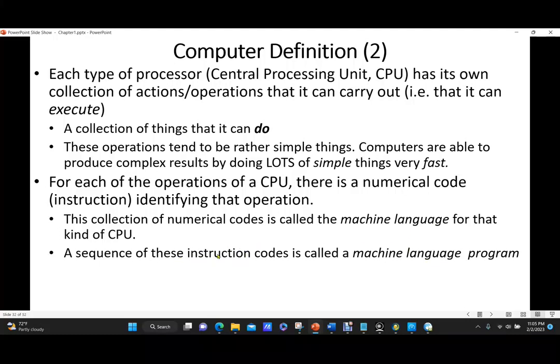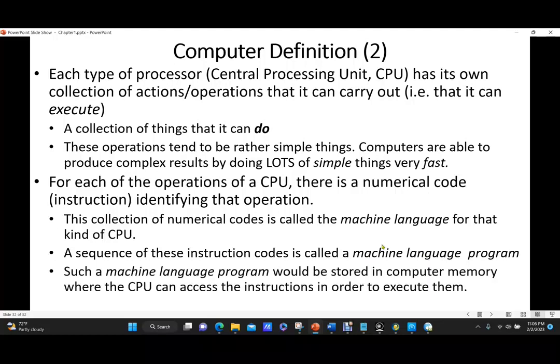Now, a sequence of these codes to get the processor to produce some effect is called a program, a machine language program. A machine language program can be stored in computer memory, and the processor can access those instructions and execute them.